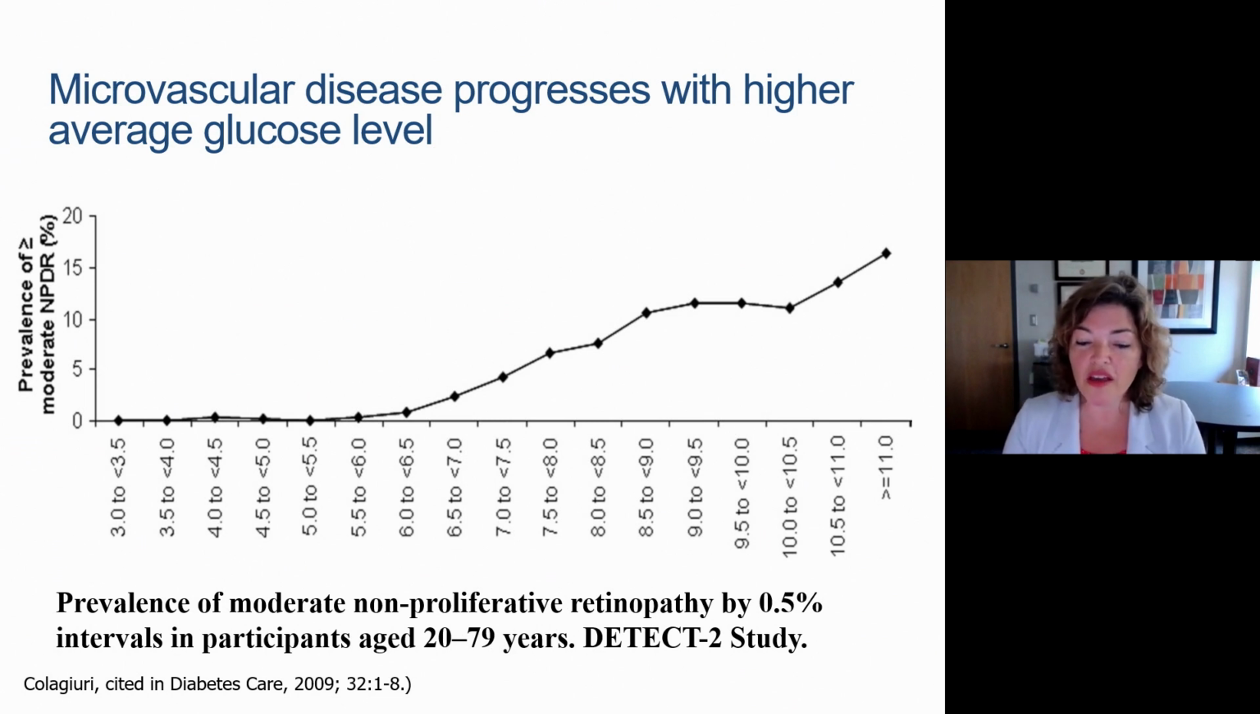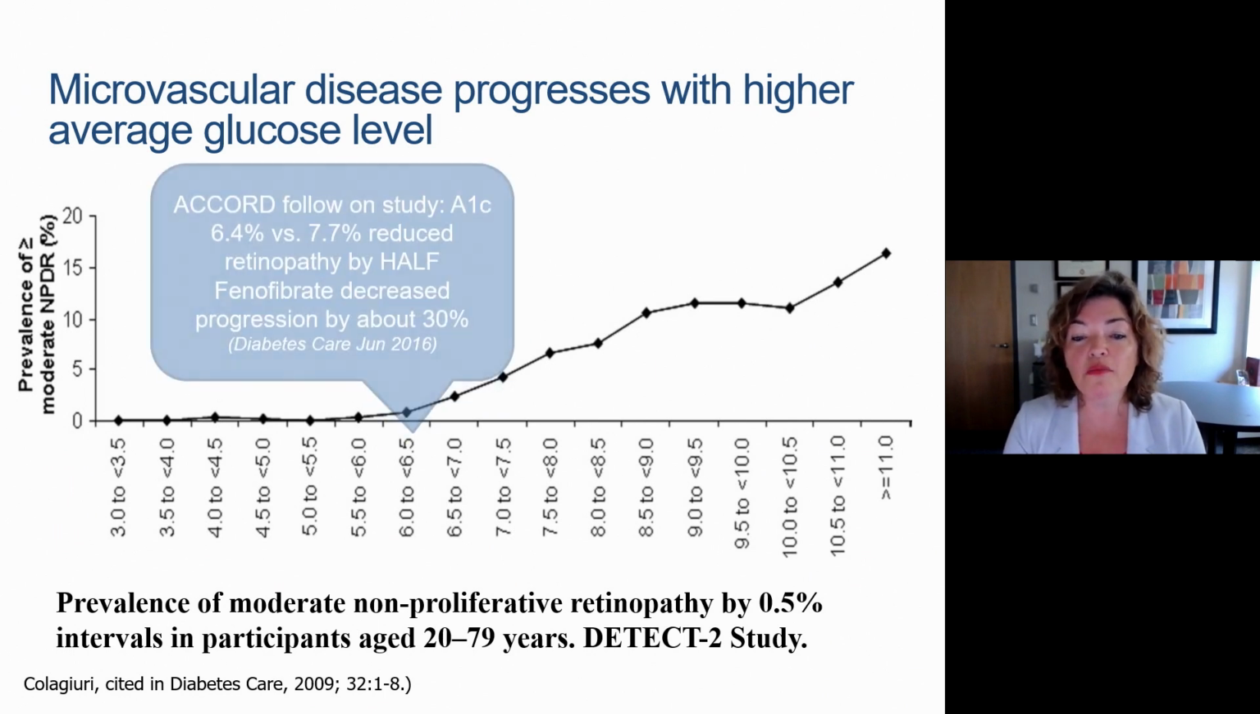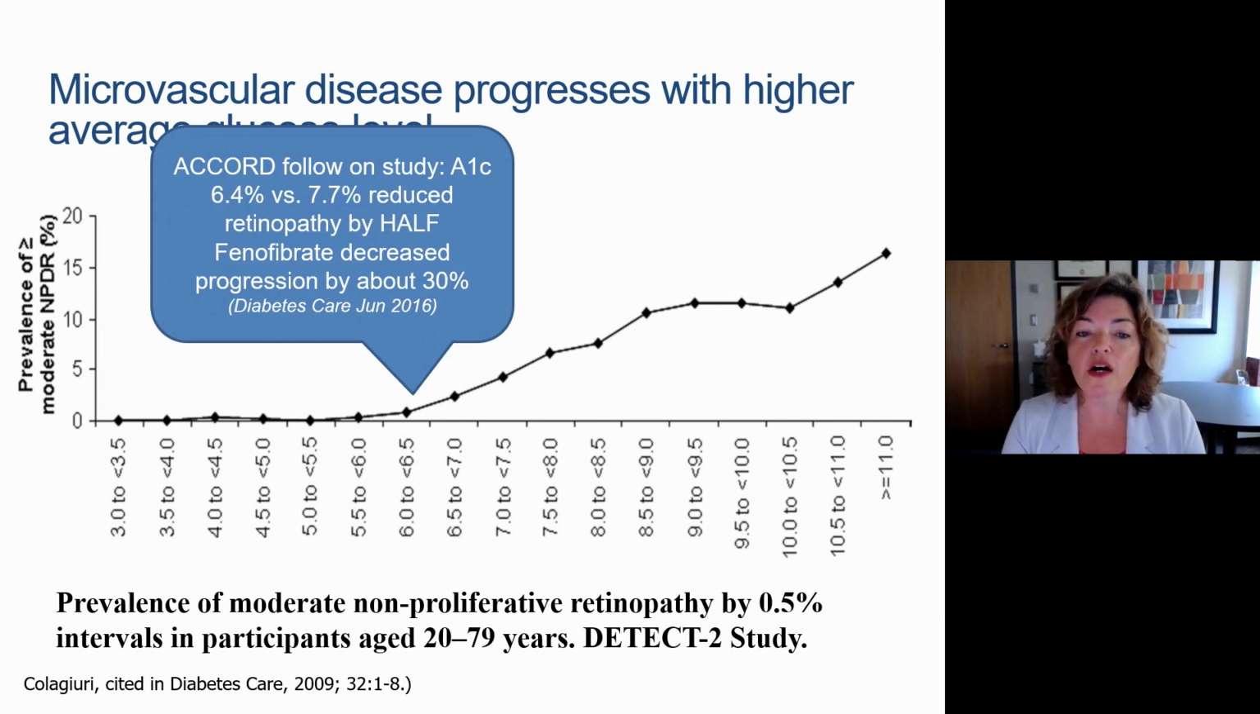So here's a very, very large study that I believe is still ongoing, the DETECT study. And this is DETECT-2, where we could see that the risk or the prevalence of moderate non-proliferative diabetic retinopathy, even though it's low between 6 and 6.5, at 6.5 A1C, it starts to rise. This inflection point is the reason why 6.5% is the diagnostic threshold for diabetes. It's really not more complicated than that.